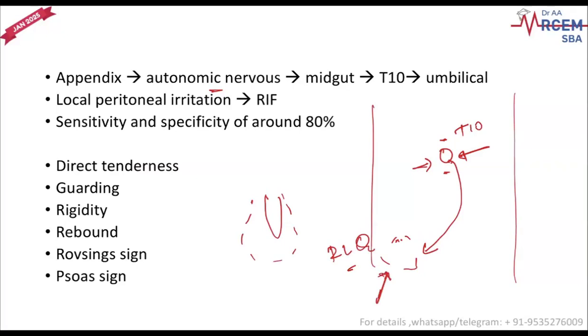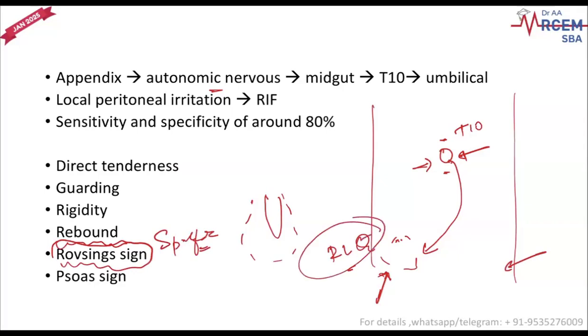When you do a deep palpation and lift it up, they'll have a pain that is known as rebound tenderness. There is something known as Rovsing's sign, which is quite specific for appendicitis. What is Rovsing's sign? It is when you do a deep palpation on the left lower quadrant, the patient will have pain in the right lower quadrant. Psoas sign is contraction of the psoas muscle eliciting tenderness or pain. It is not very specific, but can be seen in appendicitis.